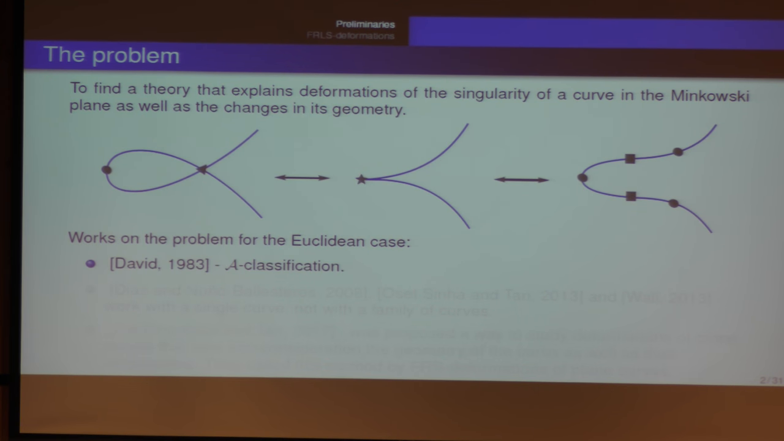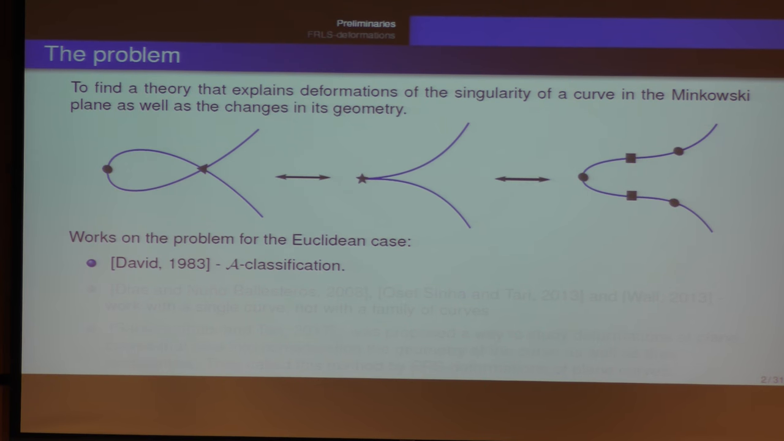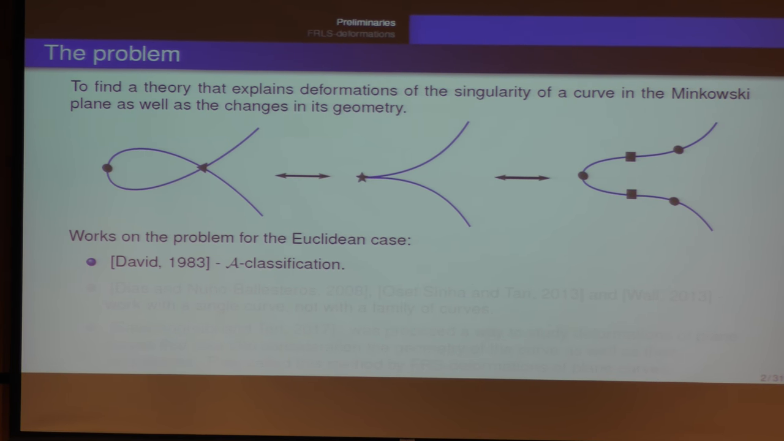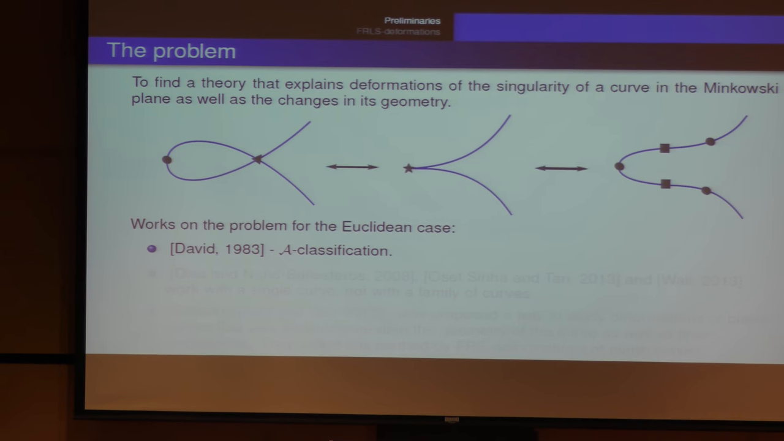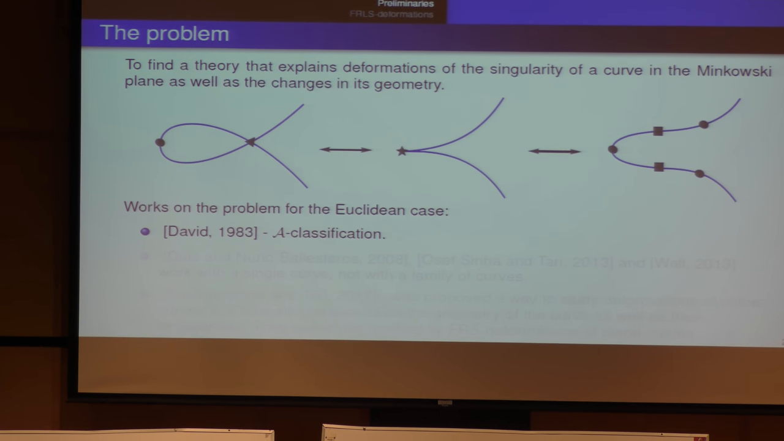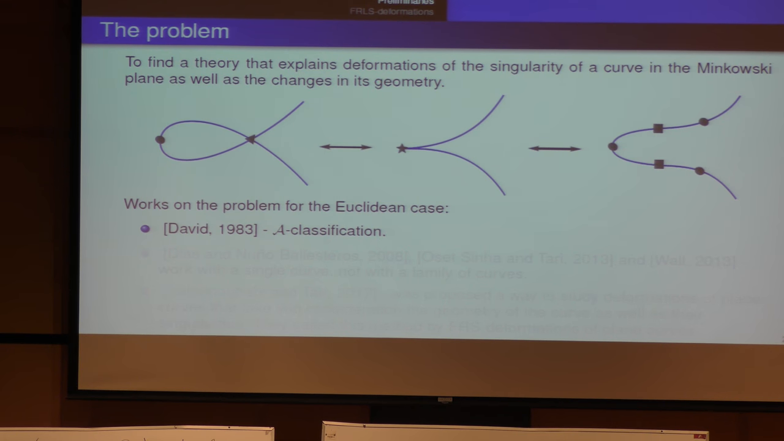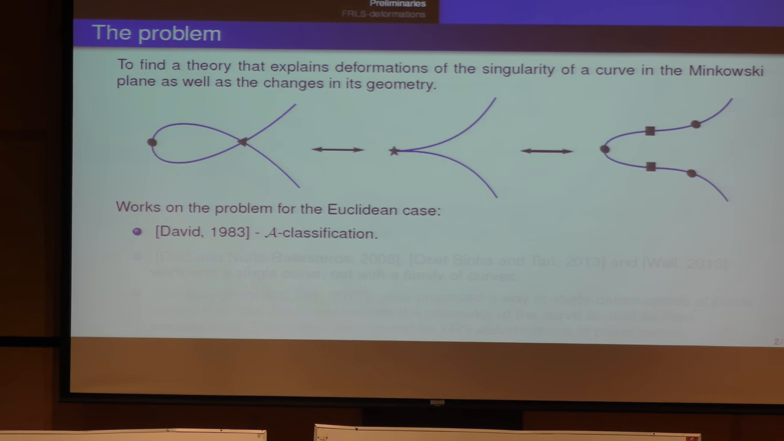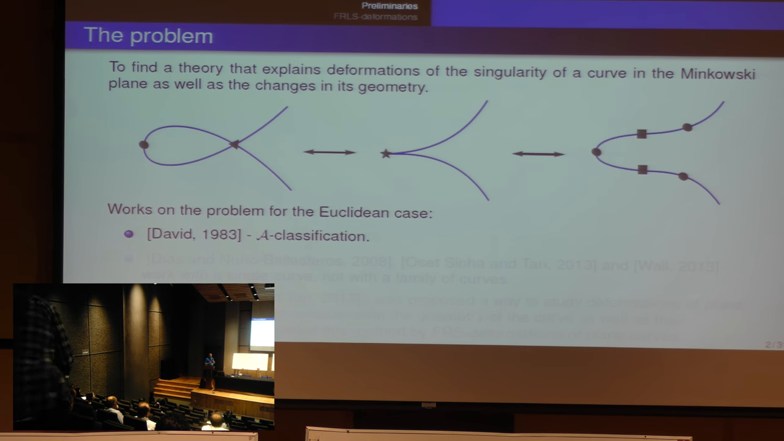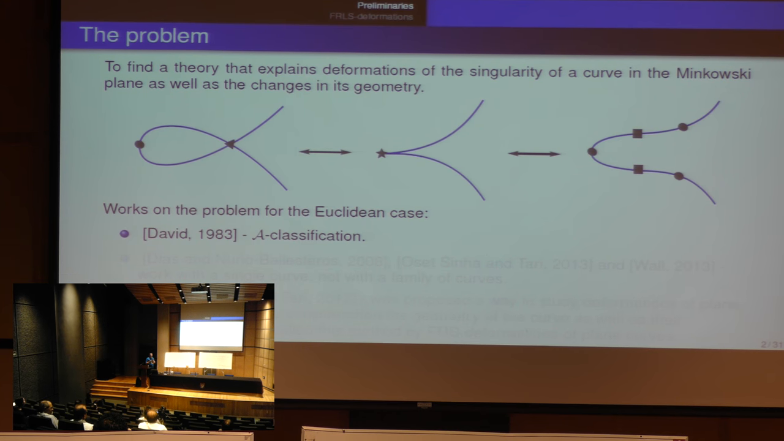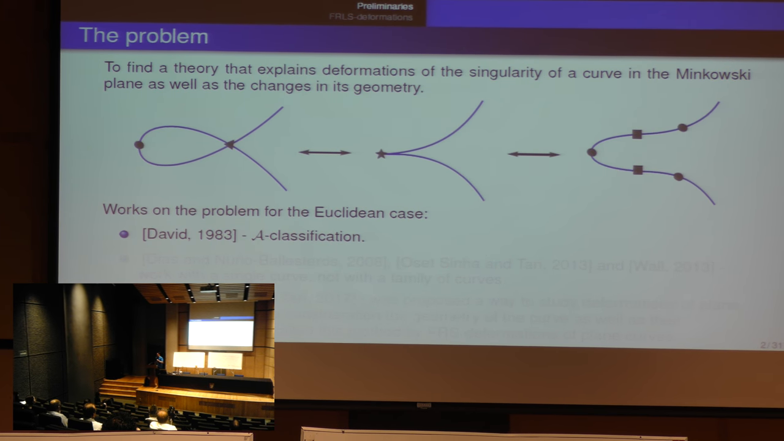We mention here that in 1983 David did a classification of certain types of plane curves, which are given by the projection of a space curve. Okay? And they did a classification by the A-equivalence. The equivalence relation by the group A is very important for studying singularities of map-germs. But if we are interested in the geometry of curves, this relation is not very appropriate, since the diffeomorphisms do not preserve its geometry. Okay?